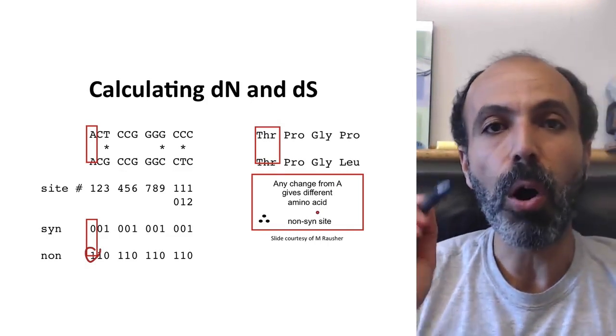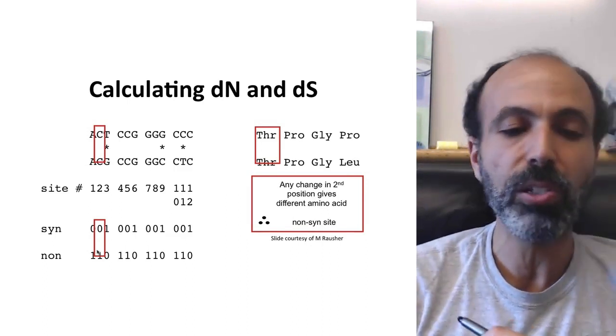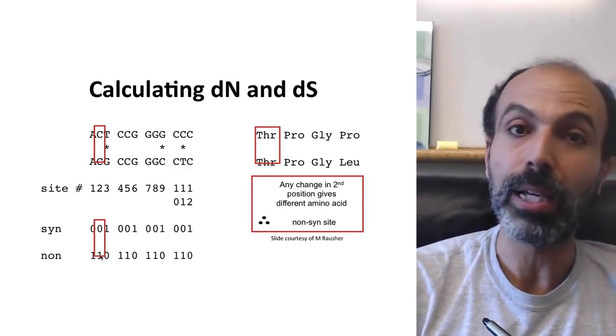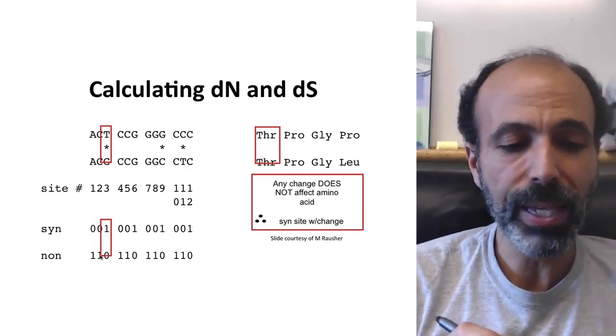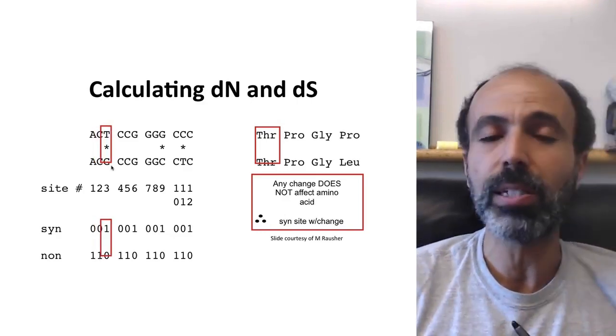As I mentioned before, all second positions are non-synonymous sites. Any second position change will change the amino acid. So this is definitely a non-synonymous site. And the third position in this case is a synonymous site. Because any change here, if it's T, G, it doesn't matter what it is.